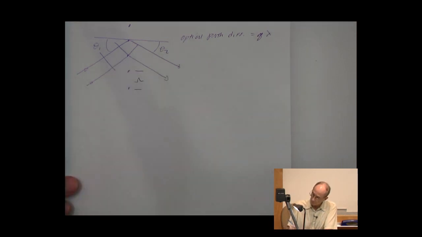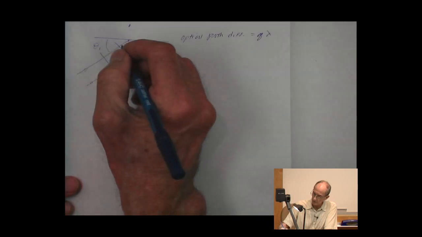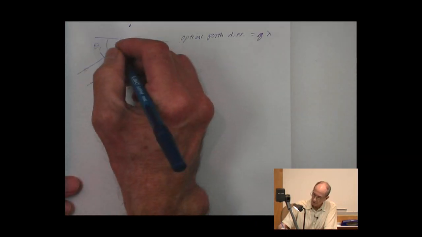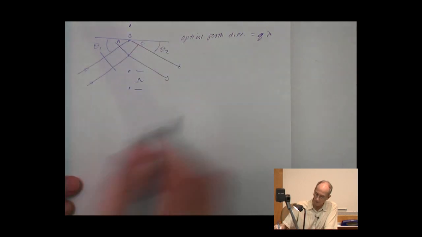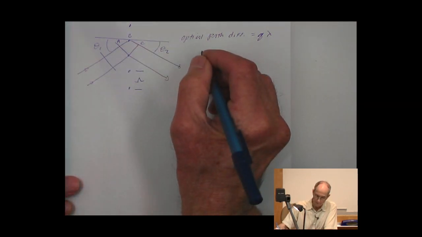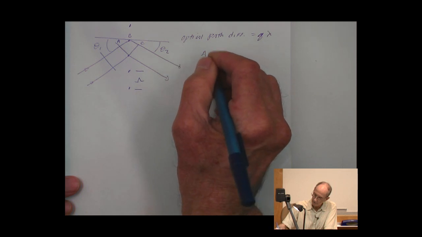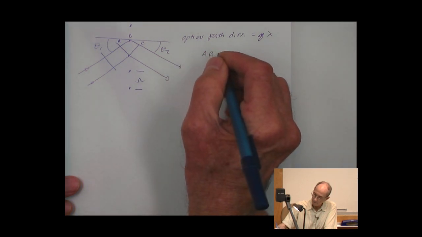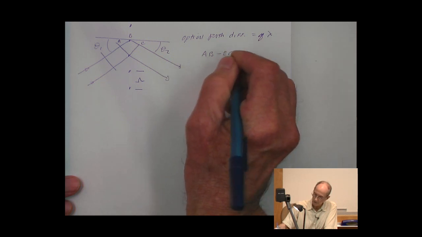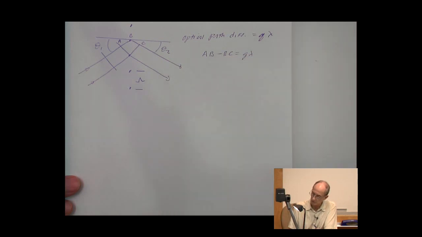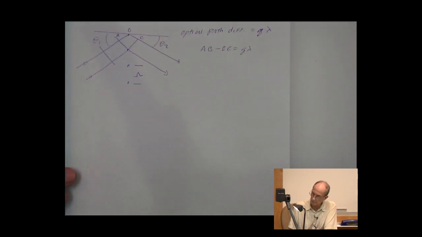So the optical path length difference, we can look at that from A, B, C here. And so we would have AB plus or minus, depending upon how you want to take this, AB minus BC is equal to an integral number of wavelengths.